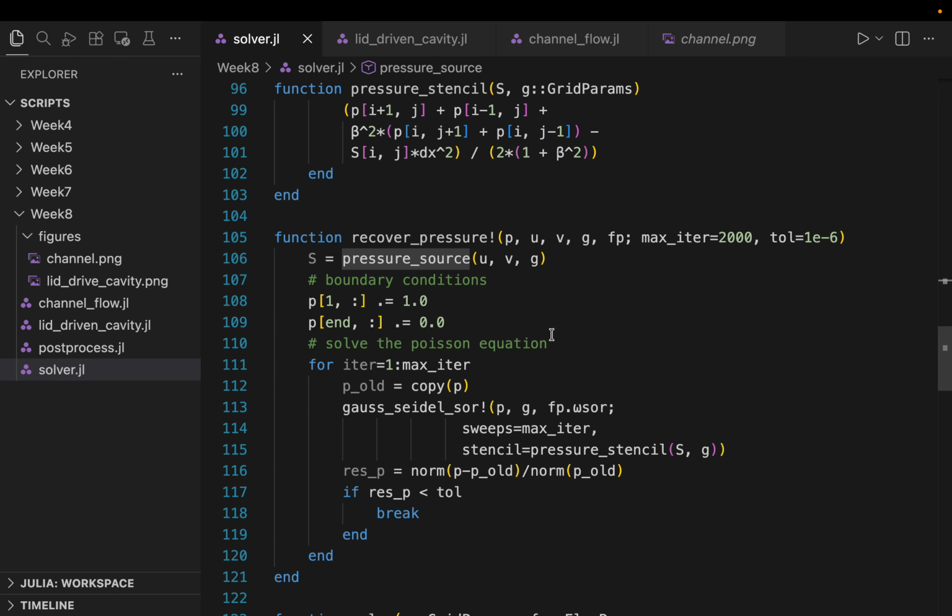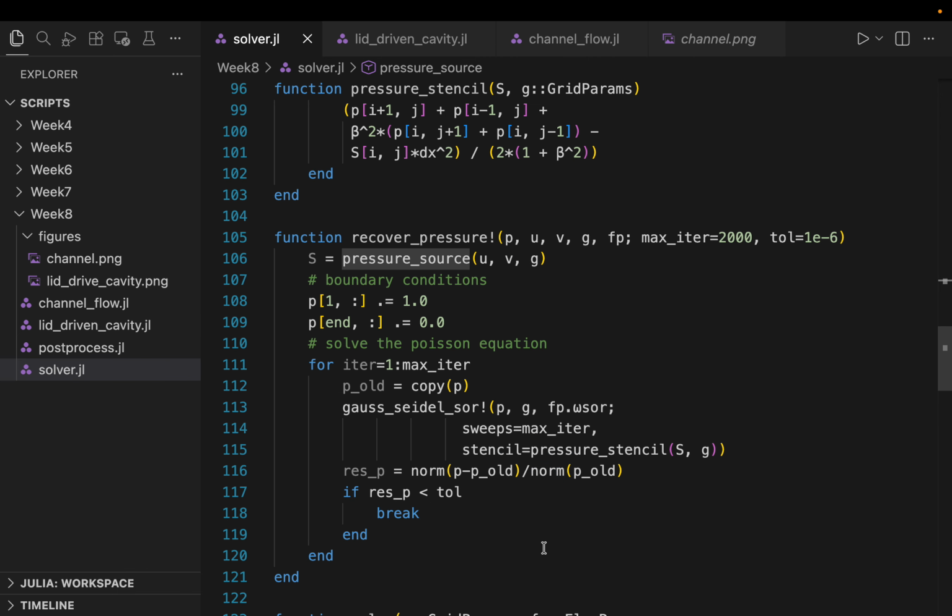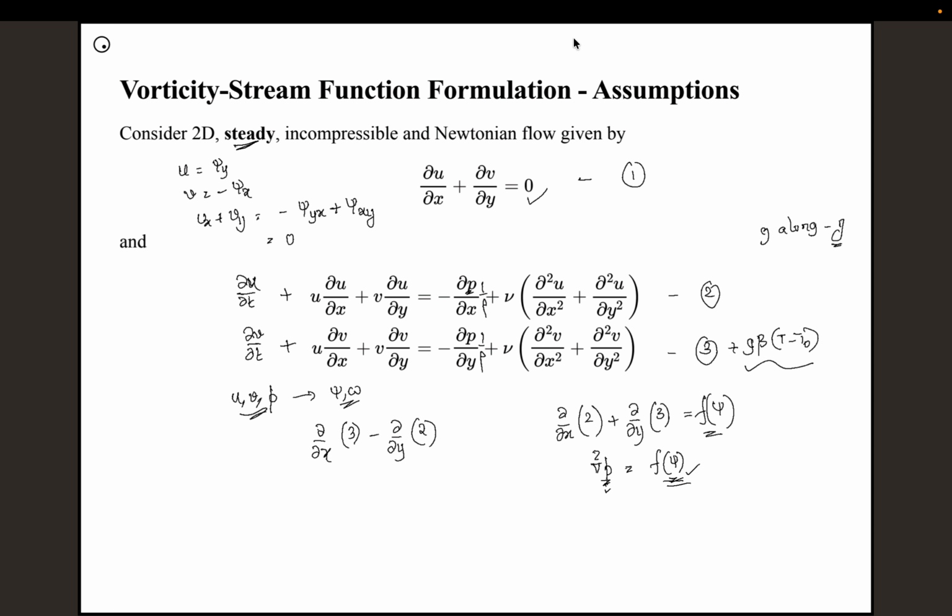And then recover pressure is where you take the source term and solve the Gauss-Seidel equation for that. That will give you the pressure. So this is a straightforward one. Once this part is clear, I think the other part is straightforward. So by solving only two equations, we are directly getting the third equation.